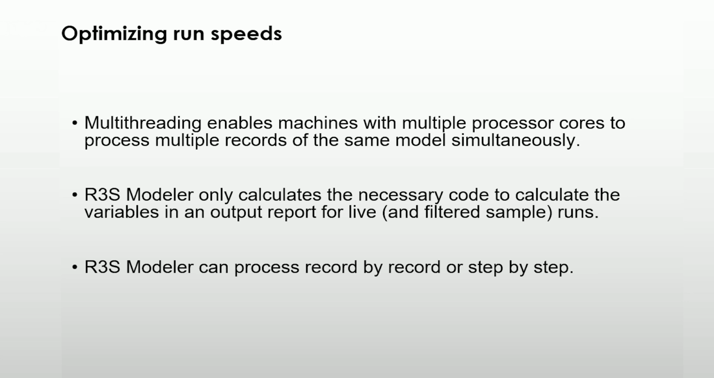For example, 1. Multi-threading enables machines with multiple processor cores to process multiple records of the same model simultaneously. Therefore, if you have Modeler using machines with more cores, this can significantly reduce runtimes.